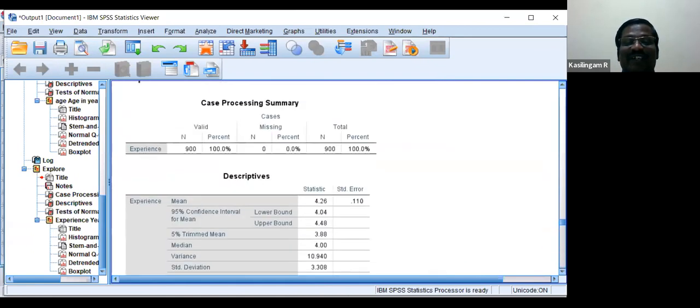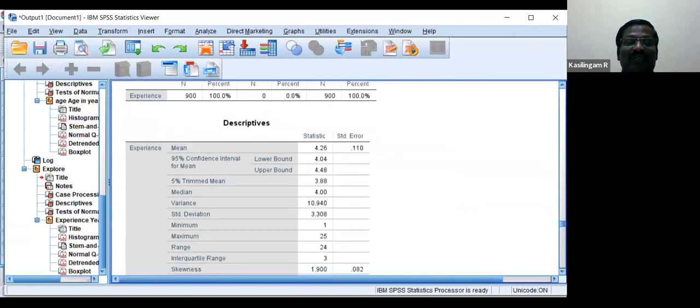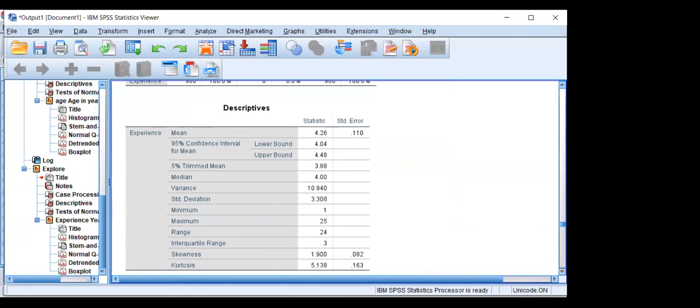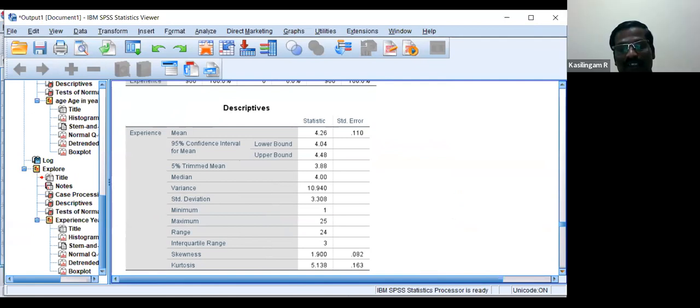Positive. Okay, very good, madam. We will calculate one by one. So now, what is the skewness value, madam? 1.90. Okay, so 1.90 divided by 0.082. What is the value, madam?